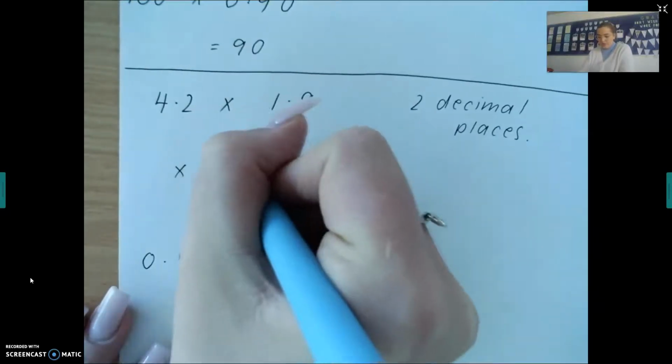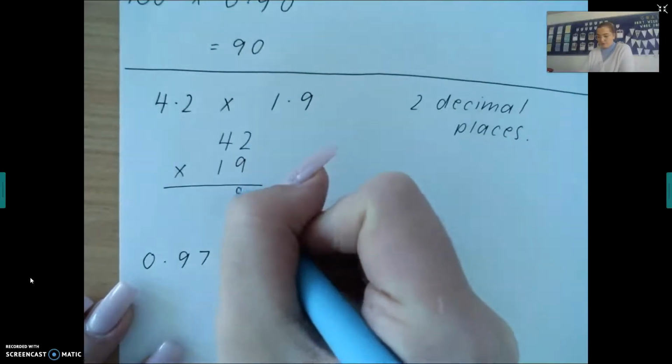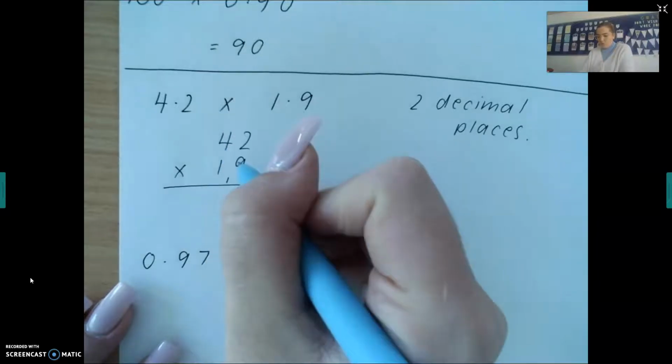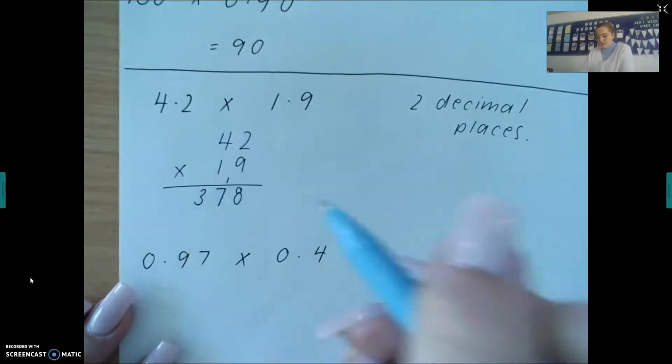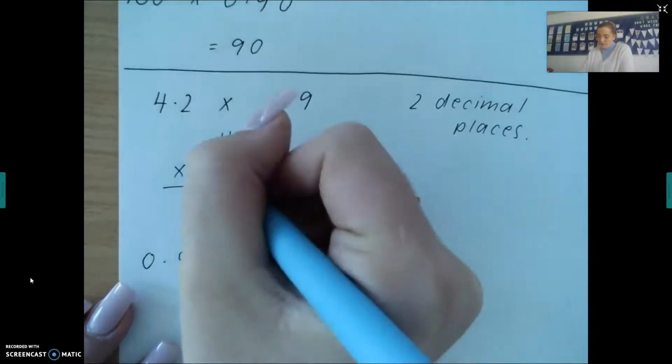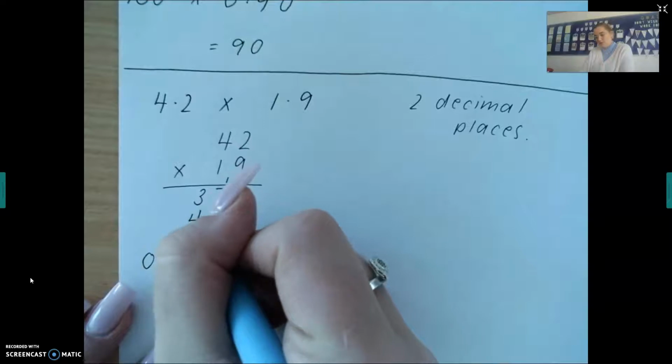42 times by 19. Hopefully I left myself enough room. 2 times 9 is 18. 4 times 9 is 36. Add 1 more is 37. Put your 0 down here. 1 times 2 makes 2. 1 times 4 makes 4.